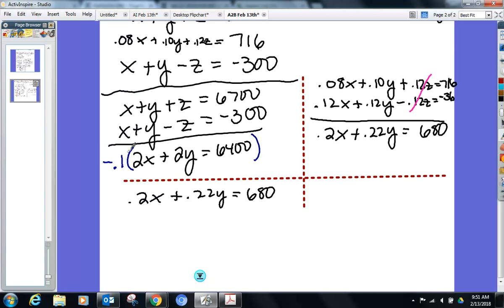Okay, help me out. Ready? What's it going to give me here? Negative 0.2x. Keep going. Minus negative 0.2y equals, keep going, negative 0.1 times 6,400. Negative 640.